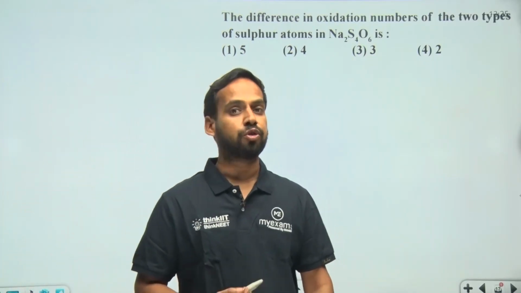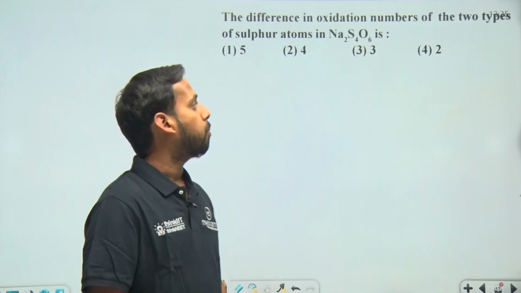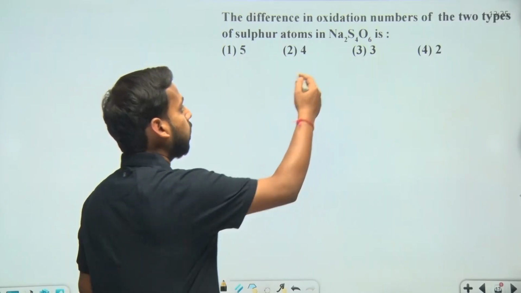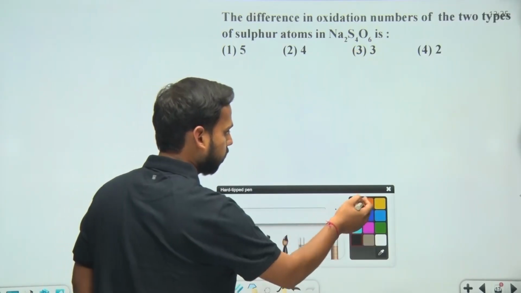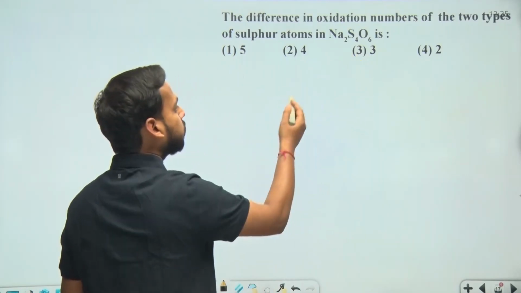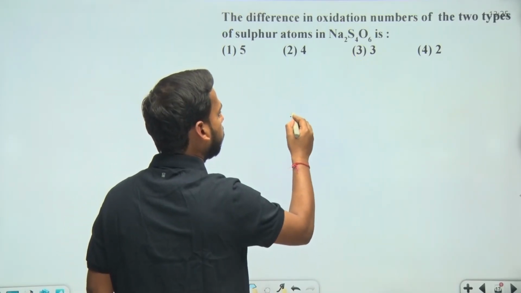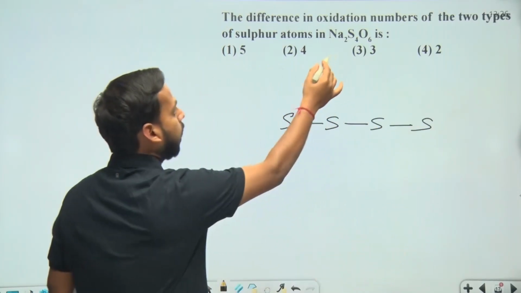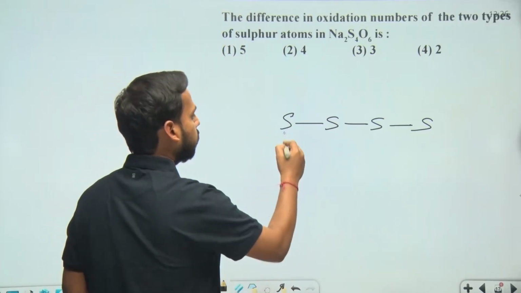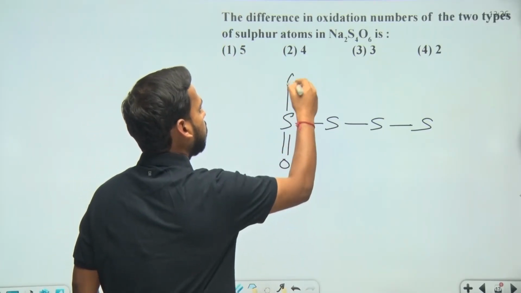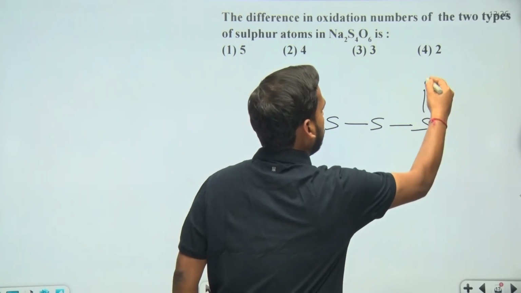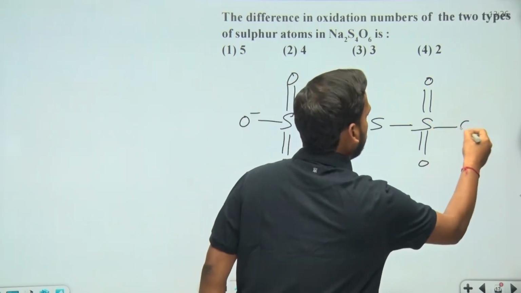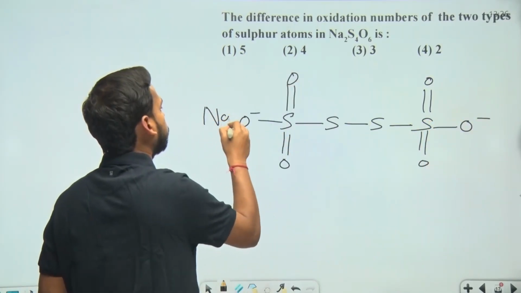Hello students, the question is: what is the difference in oxidation number of the two types of sulfur atoms in Na2S4O6? In the Na2S4O6 structure, if we see the structure, it is such that S and here the oxygens are 6, so it is a double bond oxygen. And it is Na plus.